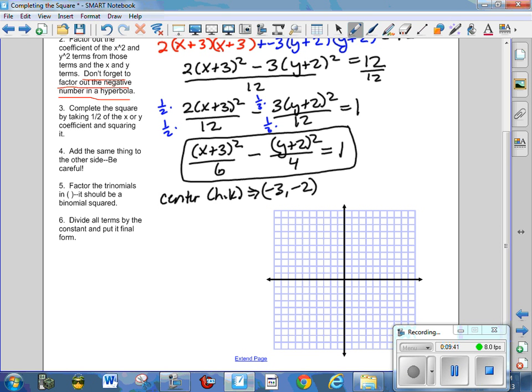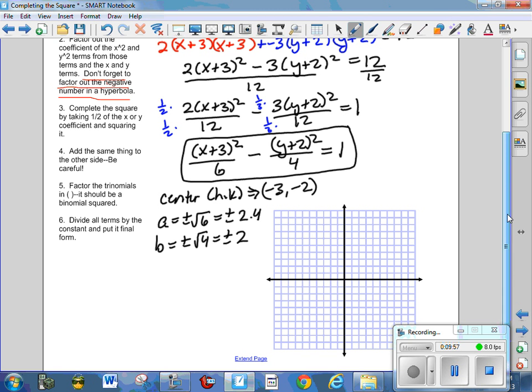Now we can look and see our A is equal to plus or minus the square root of 6, which is plus or minus, and I've got that calculated, 2.4. And B is equal to plus or minus the square root of 4, which is plus or minus 2.